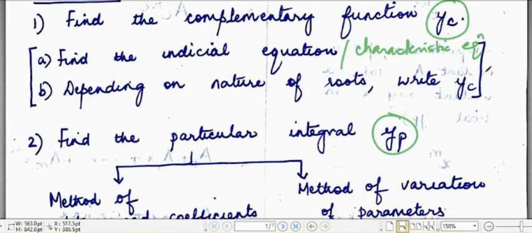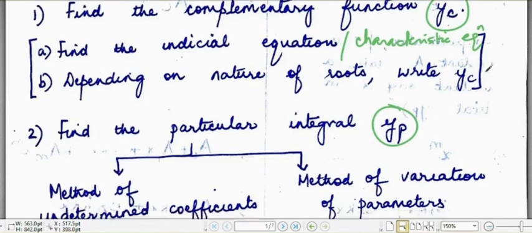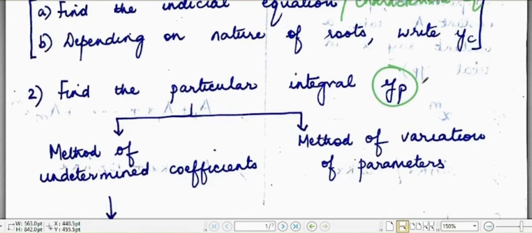So yc is just the solution of the associated homogeneous differential equation, and yp is one particular solution of the given differential equation. In the previous video we discussed an example where we could find out yp just by looking at the equation. We could guess what one of the particular solutions can be, but every time the given equation may not possess a very simple observation oriented yp.